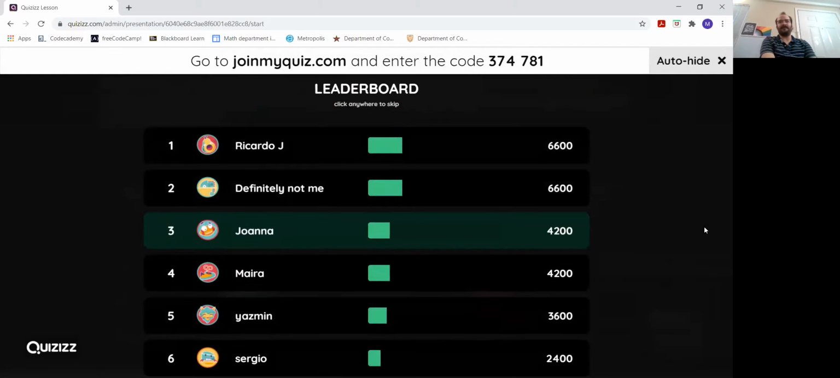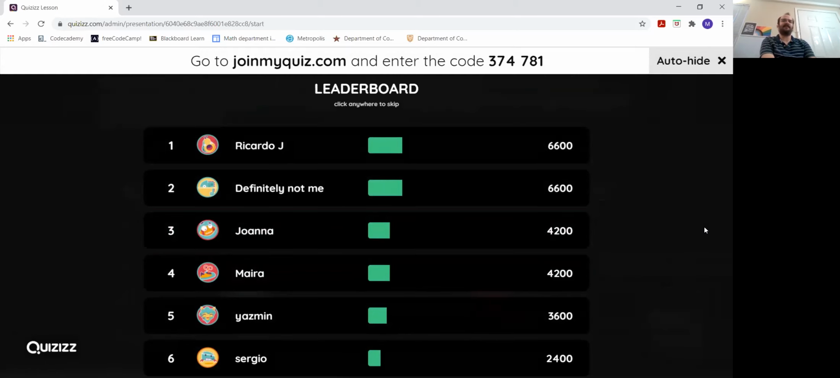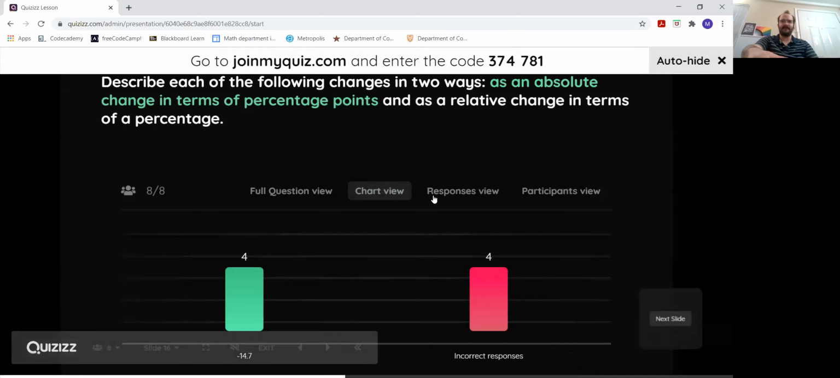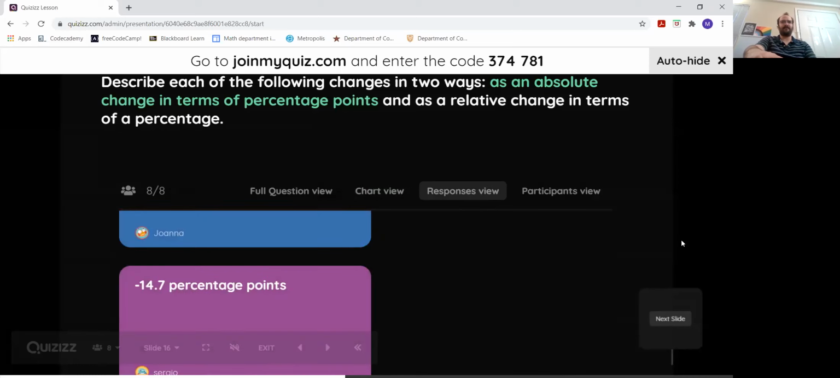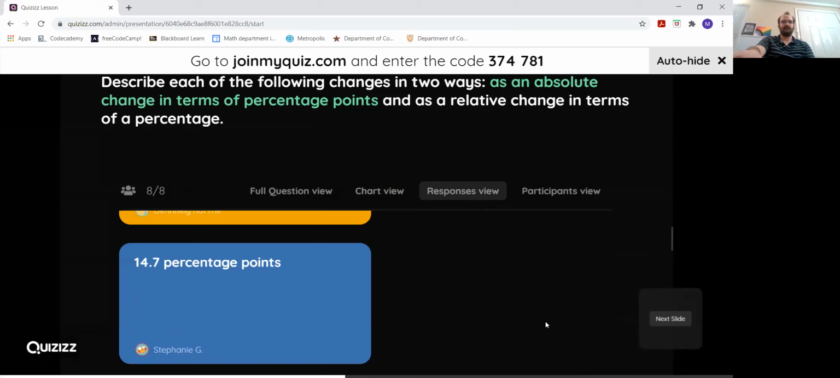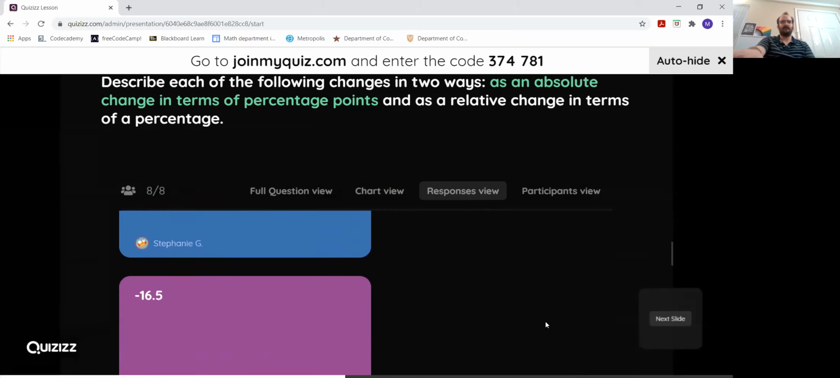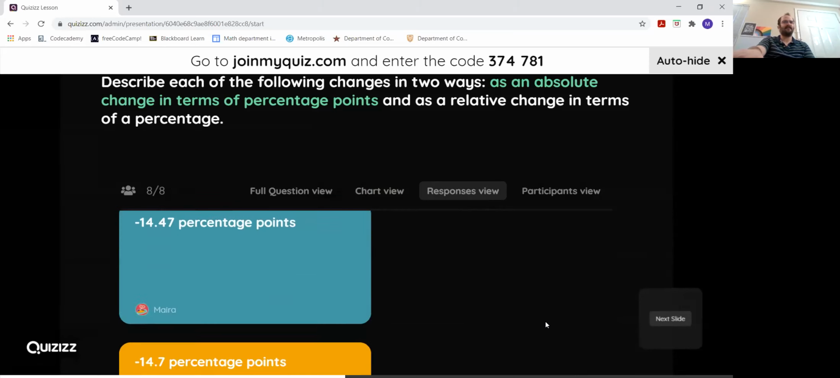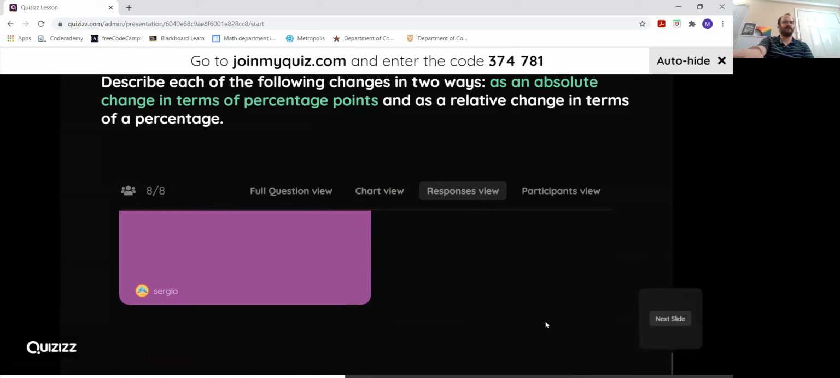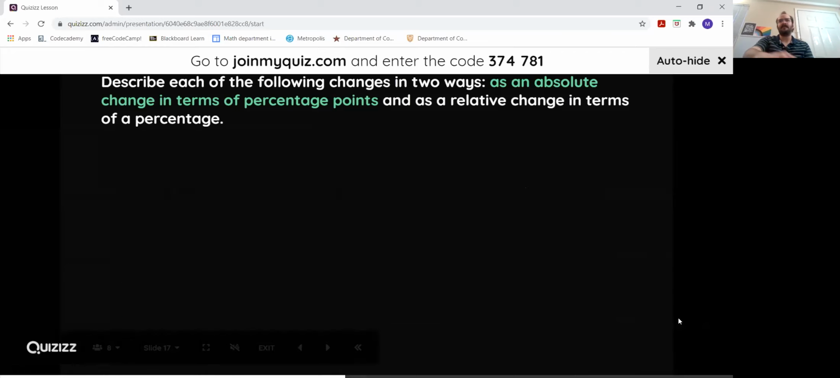So I believe it's going down 14.7. So you got to tell me negative 14.7. What do y'all do? Did you do positive? 14.7. It should be negative. Yes, I think the ones that are getting it wrong, most of them look like they got positive ones.